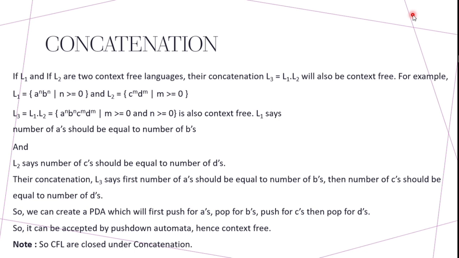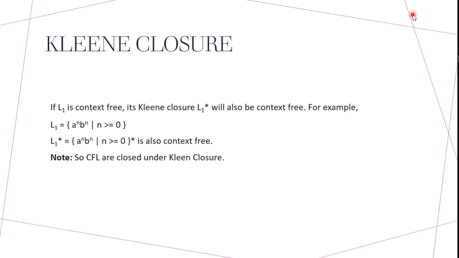Now the third property we have is the Kleene closure. Kleene closure is the simple one. If L1 is a context-free language, its Kleene closure L1 star will also be a context-free language. For example, L1 equal to a raised to power n, b raised to power n, where n is greater than or equal to 0. So L1 star would be (a raised to power n, b raised to power n) whole star, where n is greater than or equal to 0, which is a context-free language.